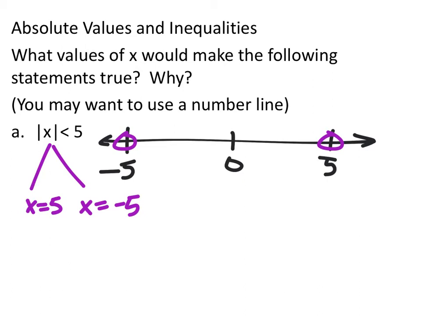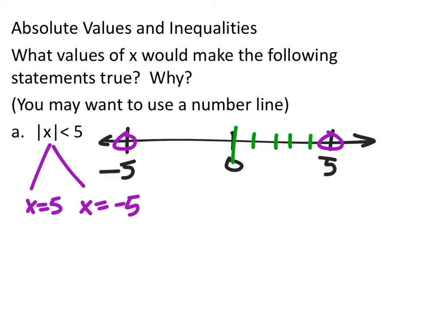But then we got to consider, well, we know negative 5 and 5 wouldn't make it true, but it's also where we transition from equality to inequality, right? So we may think about, well, what values of x would make it true? Well, 0 would make it true. Like, if I took the absolute value of 0, it would make it true. If I made it 1, it would be true, and 2, and 3, and 4, and everything in between, right?